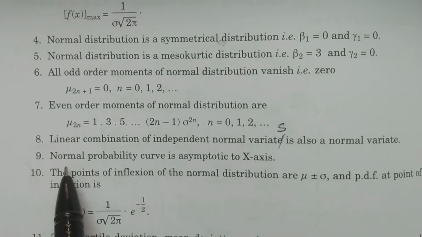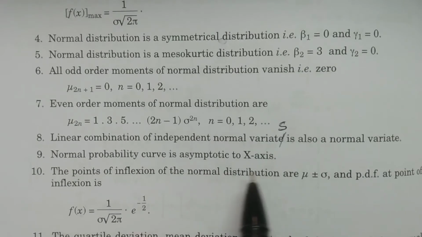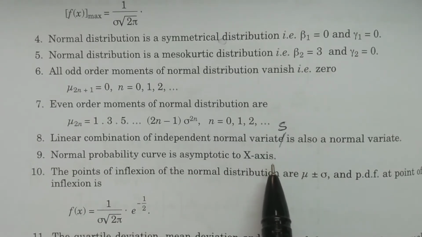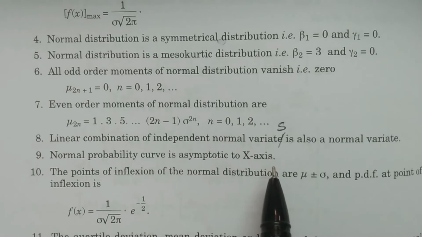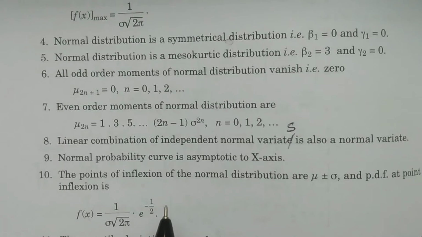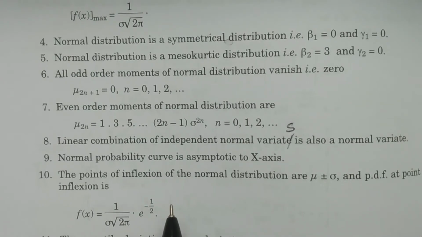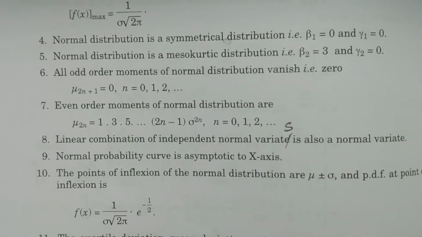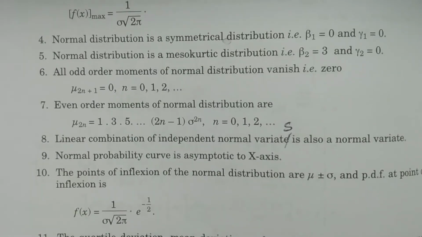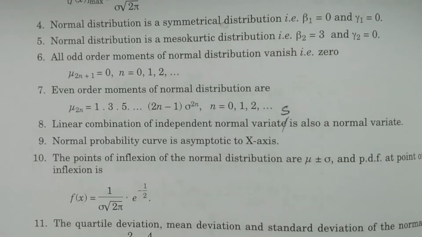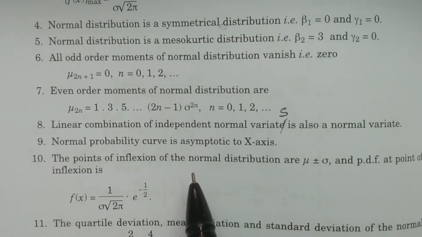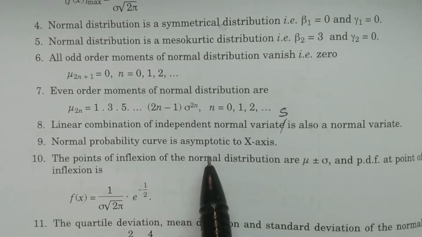Next one, normal probability curve is asymptotic to x-axis. Which in the sense that it provides symmetry. It provides normality in the sense that from minus infinity to some particular value mu and mu to infinity, the area is going to be same. It produces many number of properties.